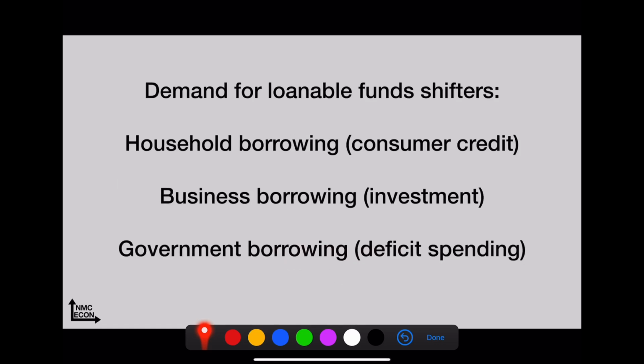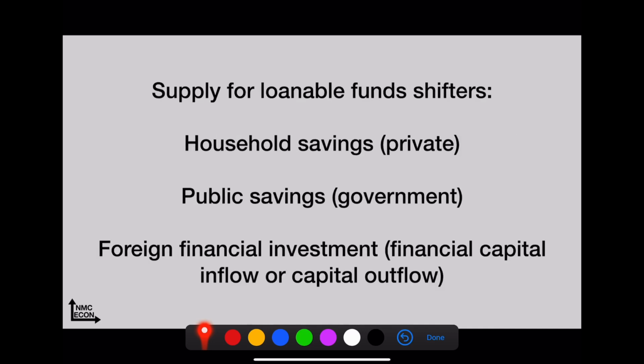Demand for loanable funds: any borrowing change from one of these 3 entities, households, businesses, or governments. That tends to be consumer credit spending, credit cards and the like. Business investment, right? Capital, infrastructure and stuff. And then deficit spending from the government. Remember, you're crowding out. Loanable funds supply shifters: any savings changes from either private households or the government. And then the other big one here is financial capital inflow or outflow from other countries. Maybe they're being attracted to your higher interest rates and better financial returns.